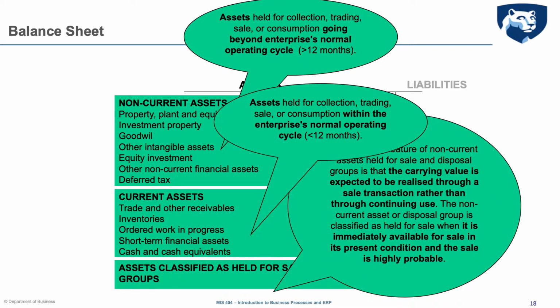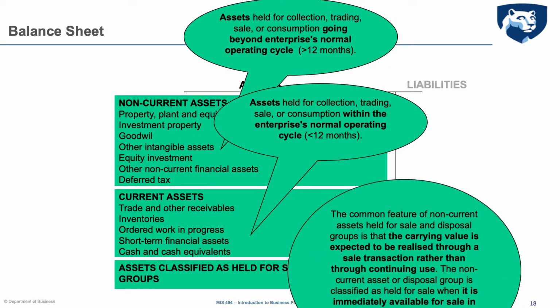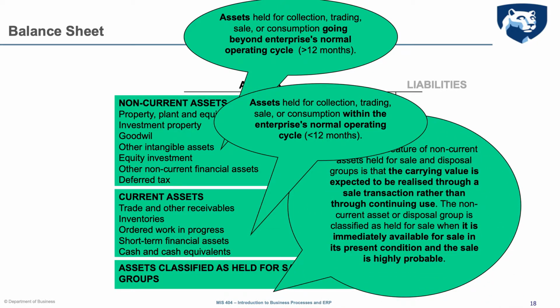Finally, we have the so-called assets classified as held for sale and disposal group. Basically, these are all the assets that come from, for example, the acquisition of a company, or a merger, or assets that come from disposal. So everything that cannot be included as current and non-current assets because it's not actually used to support company operations, but is a further asset that comes from external company activities.